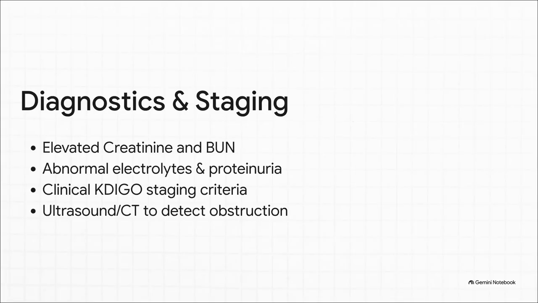To actually validate this diagnosis in your charts, you need to hunt for specific lab markers. You want to see blood tests showing elevated creatinine and elevated BUN. You might also spot urine tests noting abnormal electrolytes or proteinuria. But crucially, you really want to look for explicit clinical criteria, like KDIGO staging notes from the physician, or imaging, like an ultrasound or CT scan that was used to detect those post-renal obstructions.